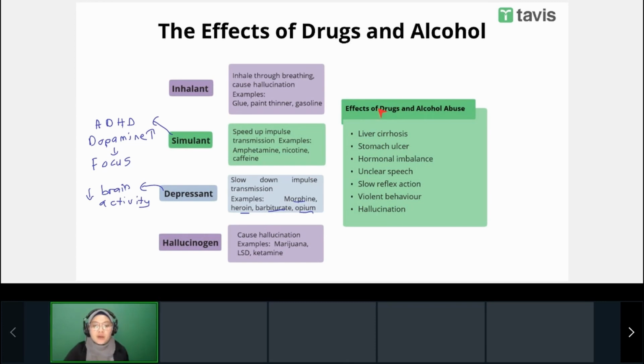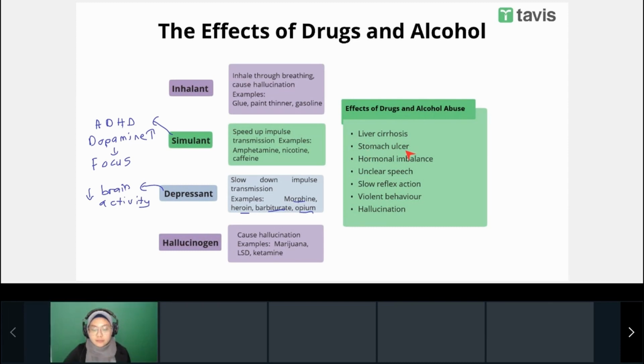The effects of drug and alcohol abuse. When you take an excessive amount of drugs or alcohol, what will it cause? It causes liver cirrhosis, the inflammation of the liver. Any drug or alcohol that you take will be filtered at the liver. If it's too much, the liver cannot process it anymore, and it will cause inflammation, and as a result, liver cirrhosis. It's very dangerous. This chronic condition needs a transplant, the liver needs to be removed.